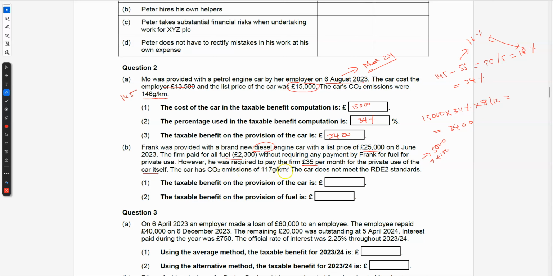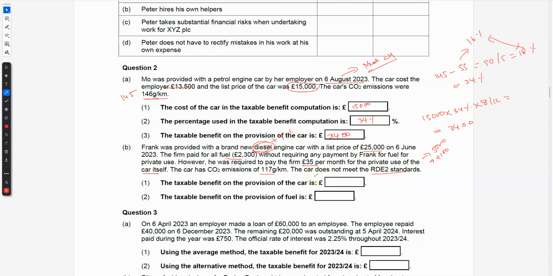The car has a CO2 emission of 117. 117 means 115. The car does not meet the RDE2 standard. That means for the diesel car we need to add 4% more. Okay, the taxable benefit on the provision of the car. How much is the taxable benefit? So let's try to calculate that. First we need to calculate the percentage.